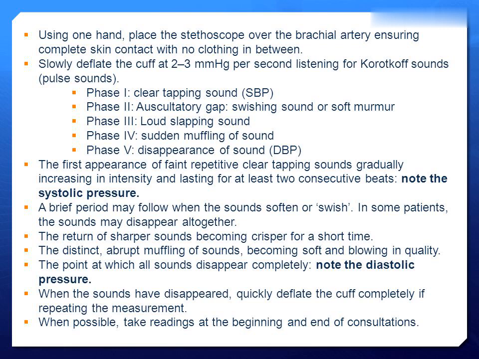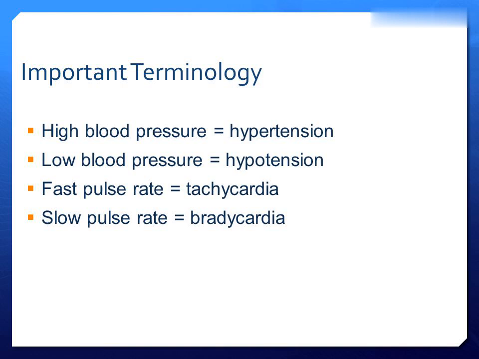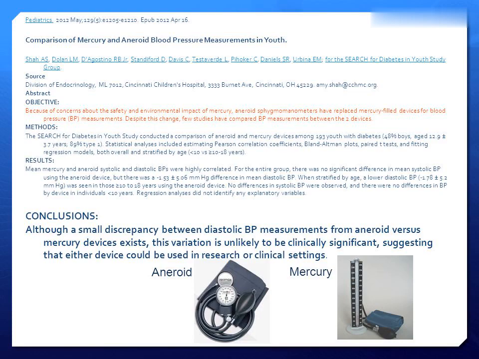When possible, take readings at the beginning and end of consultations. Nikolai Korotkoff, 1905, Russian surgeon. Important terminology. High blood pressure equals hypertension. Low blood pressure equals hypotension. Fast pulse rate equals tachycardia. Slow pulse rate equals bradycardia. Aneroid, mercury, conclusions.